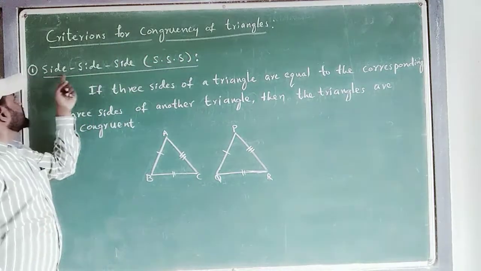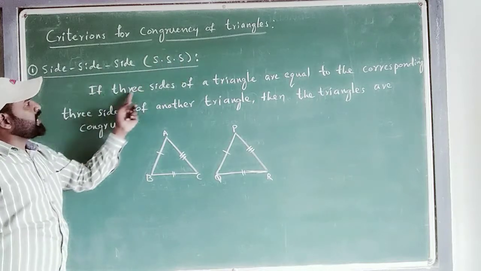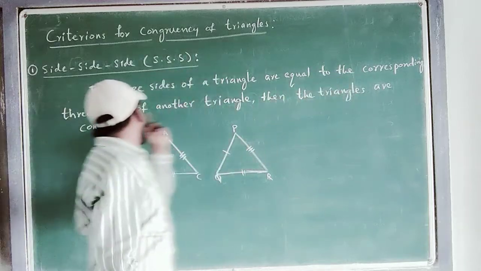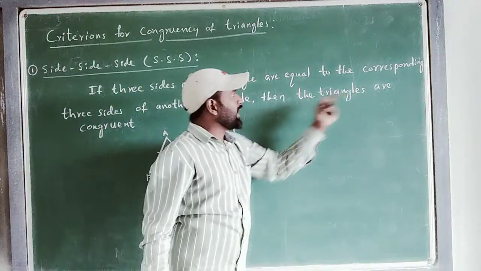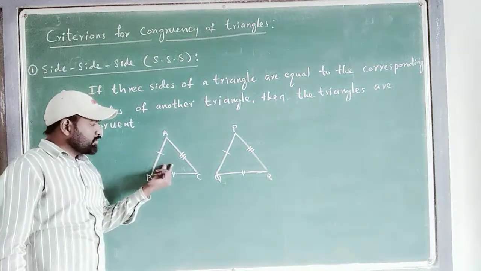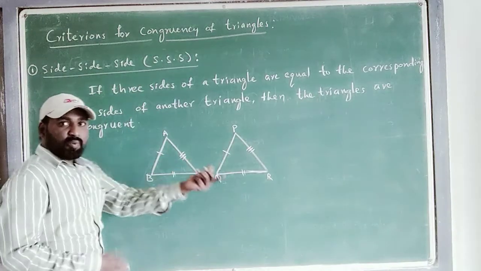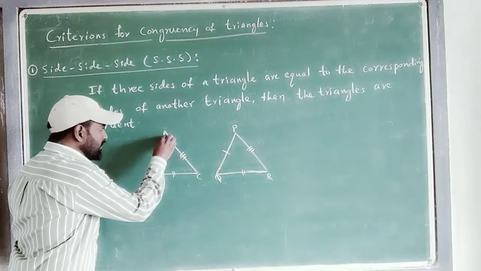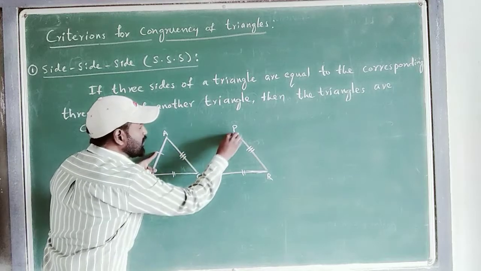The first one, side, side, side, SSS in short form. If 3 sides of a triangle are equal to the corresponding 3 sides of another triangle, then the two triangles are called congruent to each other. So let us take two triangles ABC and PQR. If the corresponding sides are equal, then these two triangles are congruent to each other. So now in triangle ABC, AB side, in triangle PQR, PQ side.